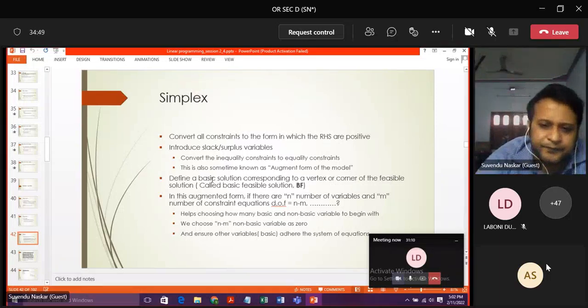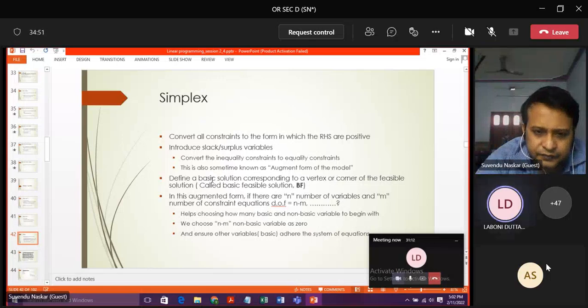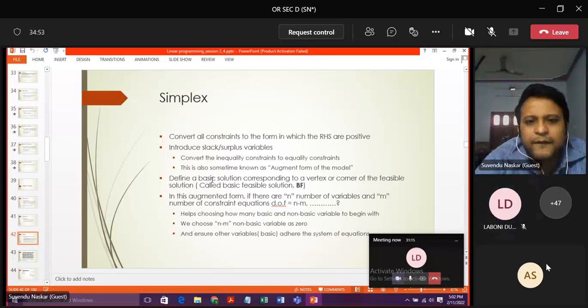Sir, according to CPF, does it mean that our optimal solution will lie in one of the corner points? What if our objective function is maximized at a point which lies between two corner points?